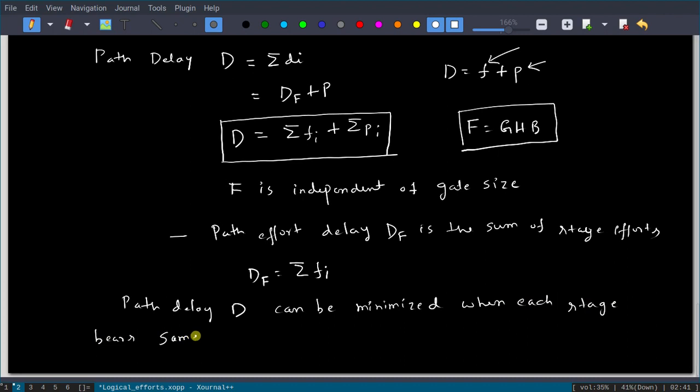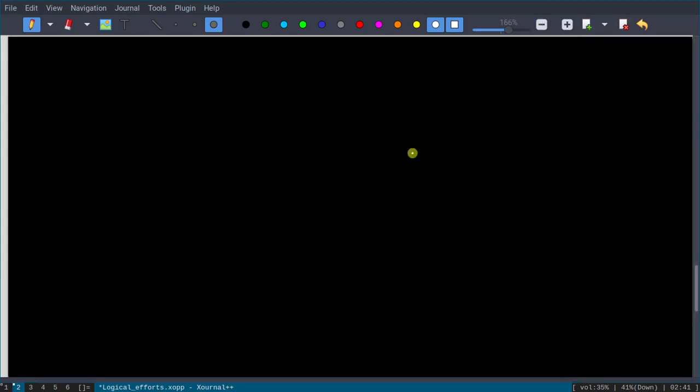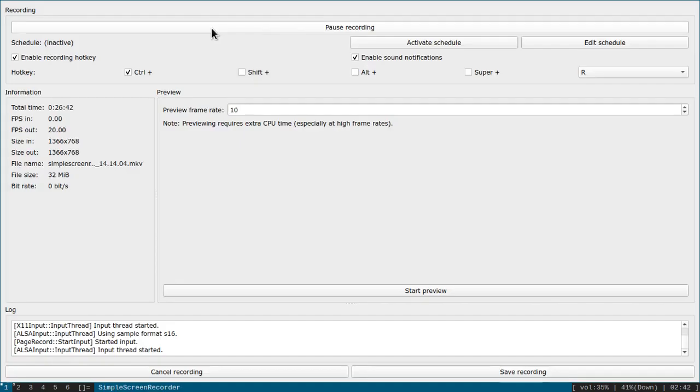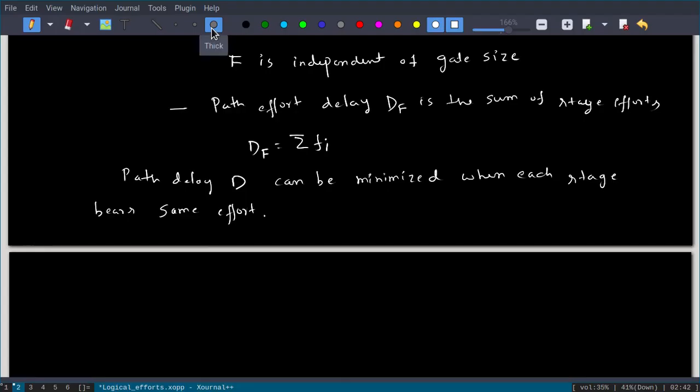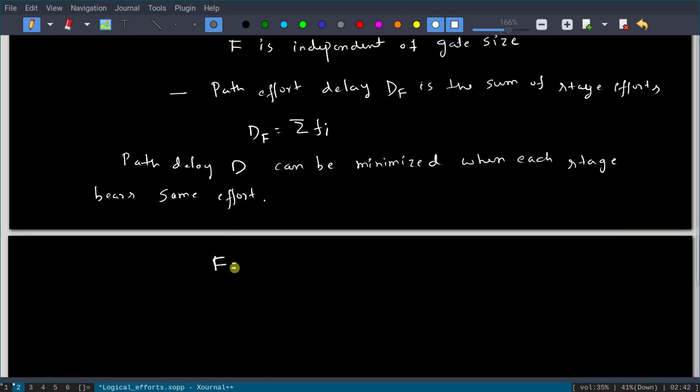Path delay D can be minimized when each stage bears the same effort. What is the meaning of this? Now we have two constraints. One is F, which is the product of Fi. The other is DF, which is the sum of all stage efforts.